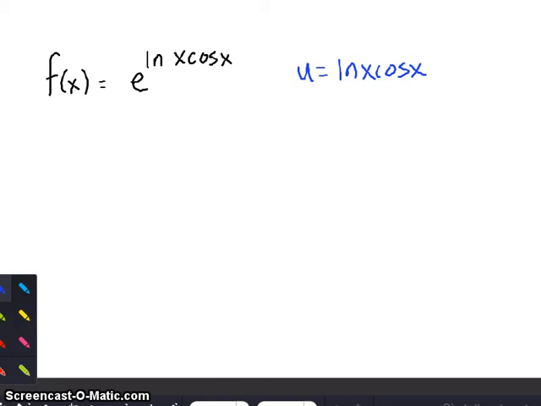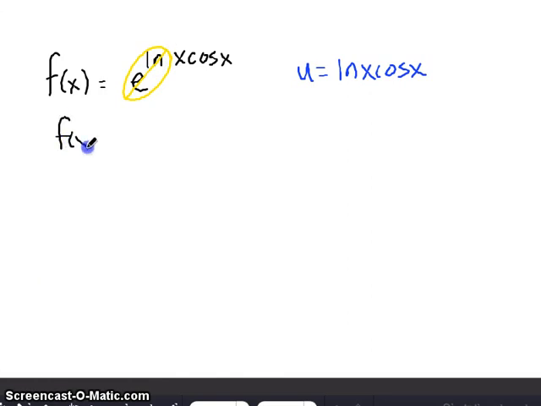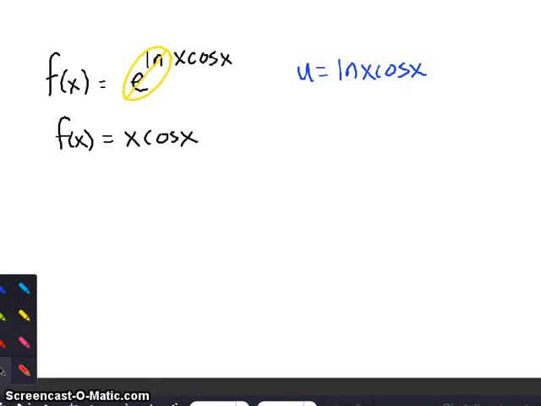Or what we can do instead is remember again from our pre-cal that e to the natural log of whatever power, the e and the natural log are going to cancel each other out. And we're left with something like that, where f of x is equal to x cosine x. So if we're faced with x cosine x, we have product rule. We have an x times a cosine x.